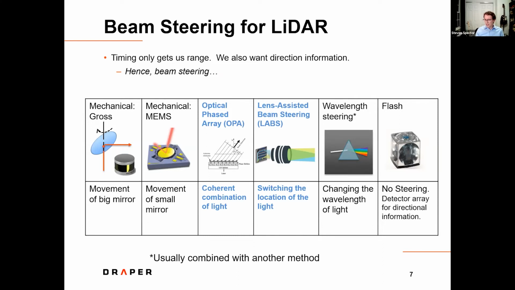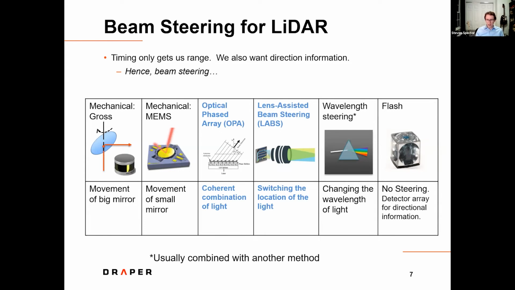And then there's a flash system, and flash is no steering. You just send out a big bright pulse of light in all directions, and you rely on your detector array for directional information. And that works pretty well, but you can only get so much range typically, because you're sending out the light in all directions. So the intensity of light is going to drop off pretty fast.